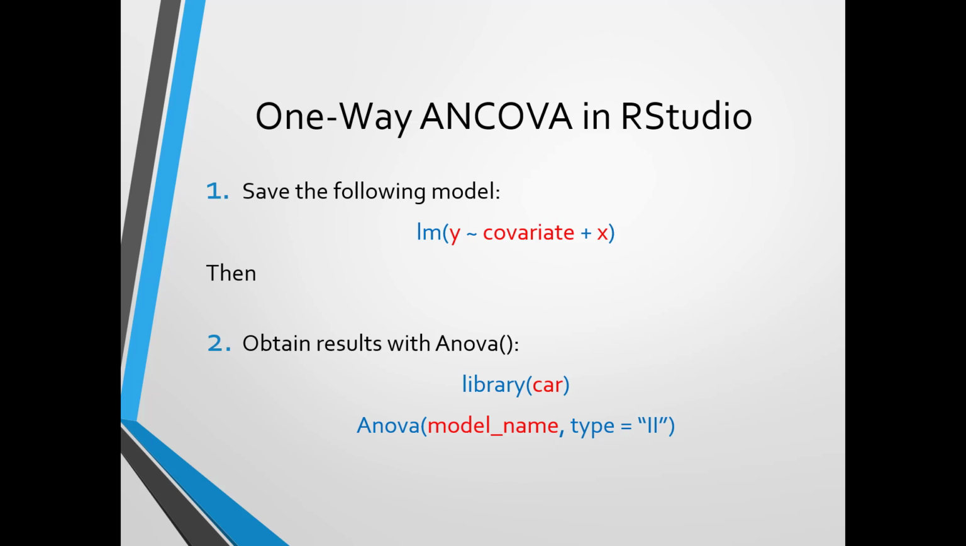So let's talk about running ANCOVA in RStudio. Some of this will look vaguely familiar, but we're going to make some adjustments. You would first save your model into an object. You would use the lm function again. But this time, instead of just regressing y on x, you would regress y on the covariate, and then with a plus, the independent variable x. So lm, then your dependent variable, regressed on the covariate, and then with a plus sign, also mention the IV.